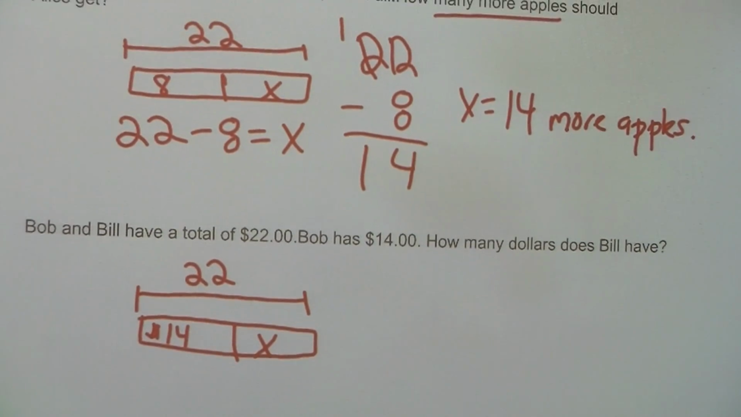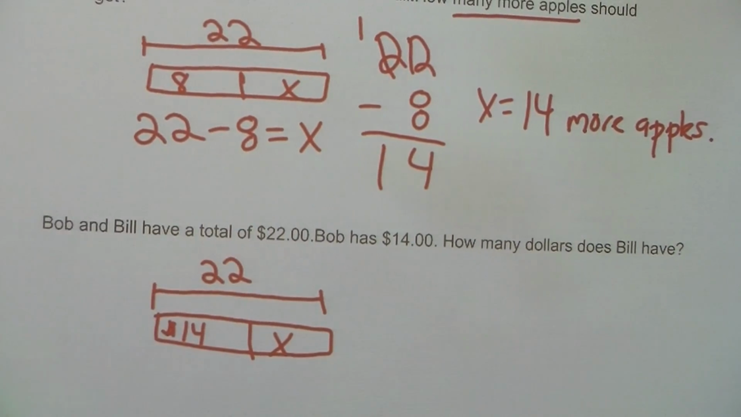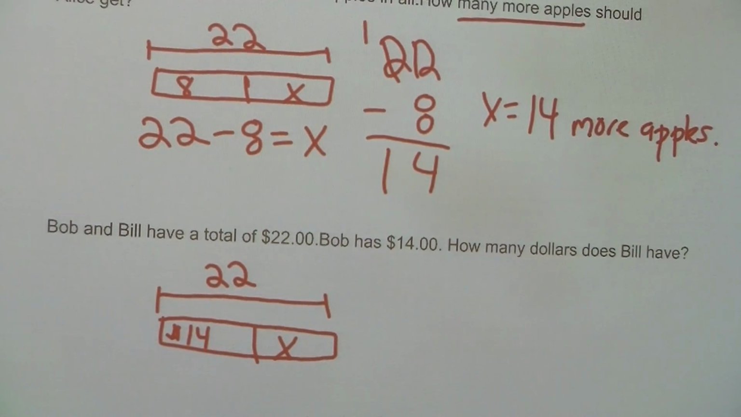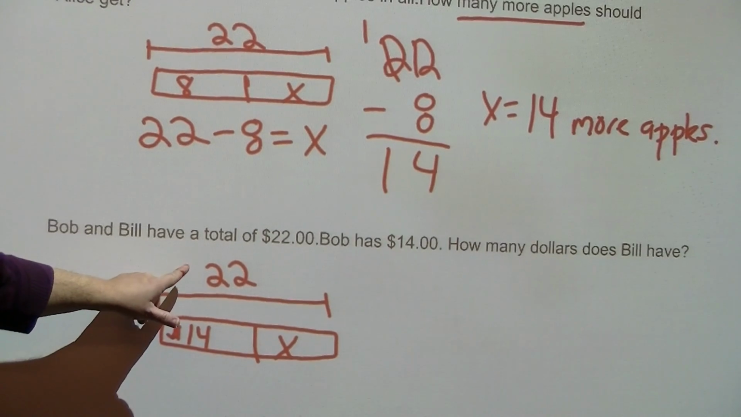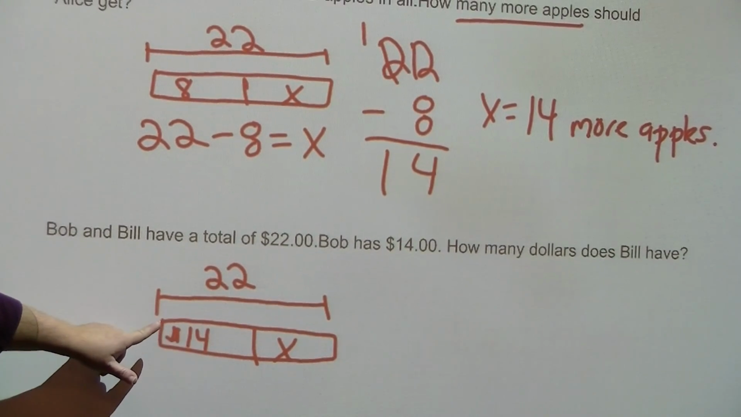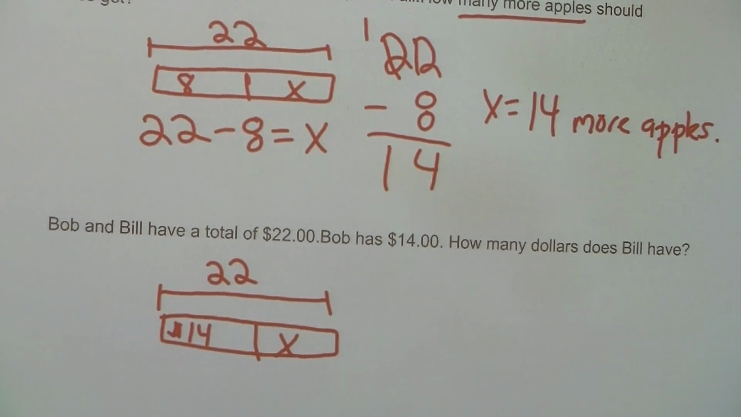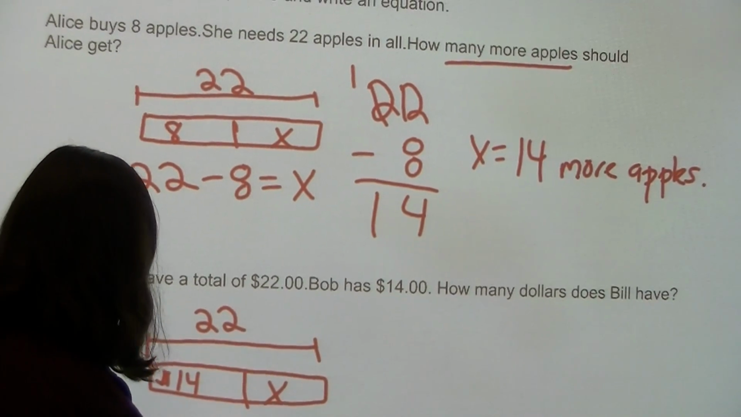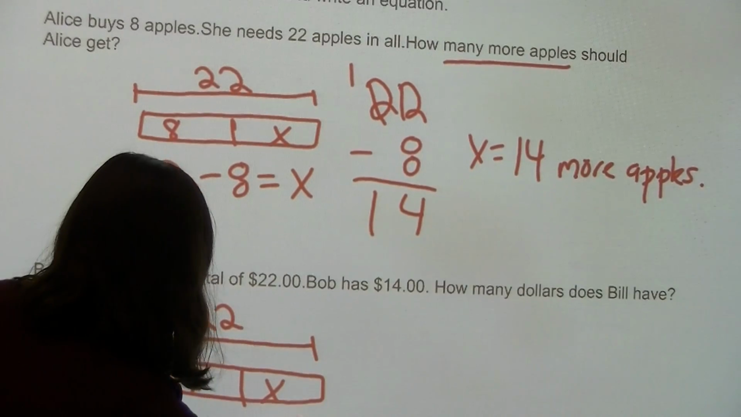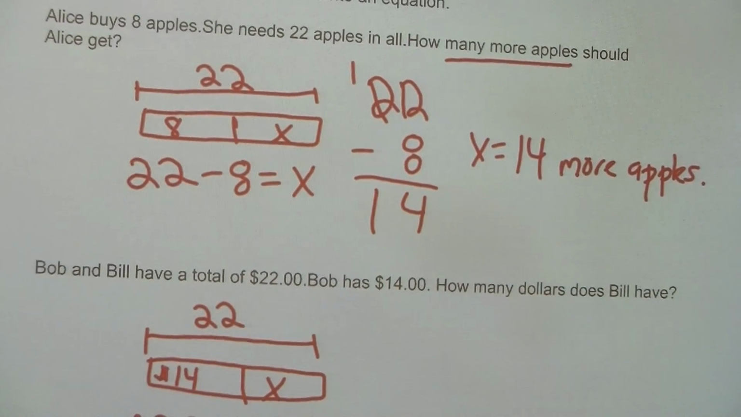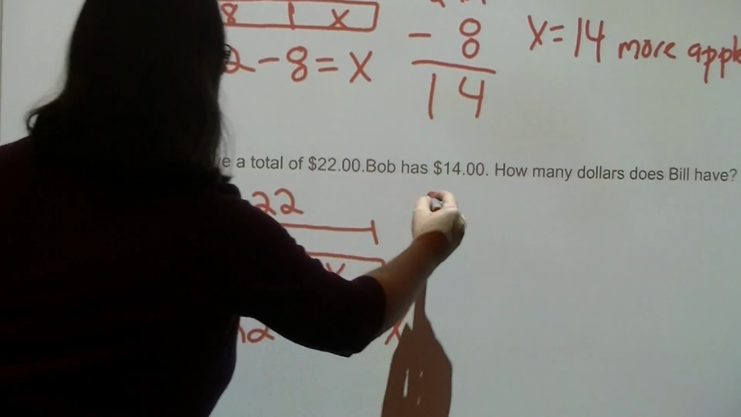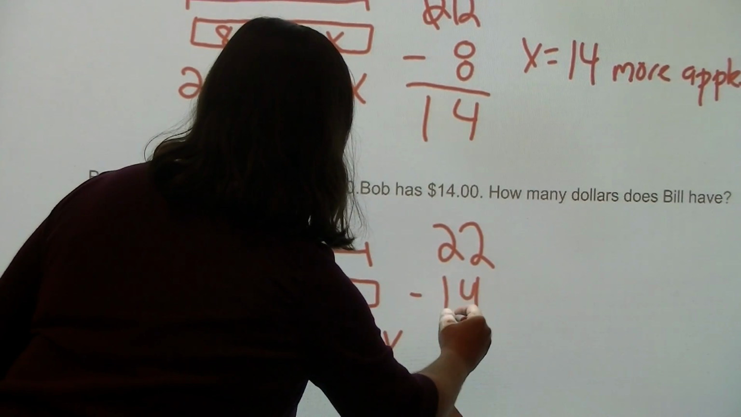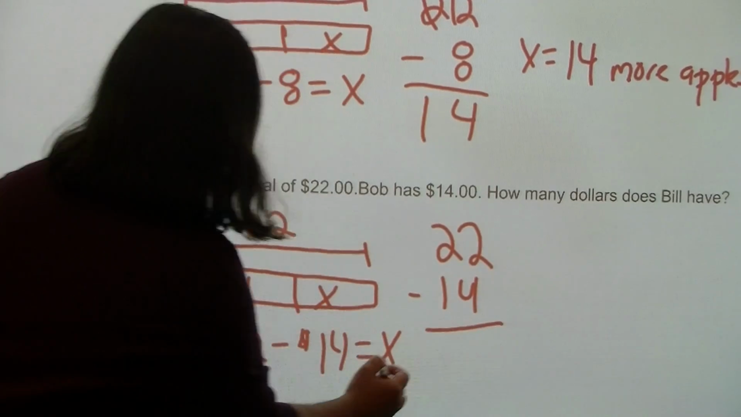Okay, how are we going to find out how much money that Bill has? Are we going to add those two numbers together, or do we need to subtract? This is our total, and this is what Bob has. What are we going to need to do? Good, subtract. So you're going to take $22 minus the $14 to get x. Okay, so again, then if you don't want to do from left to right, line your numbers up by place value and do $22 minus $14.